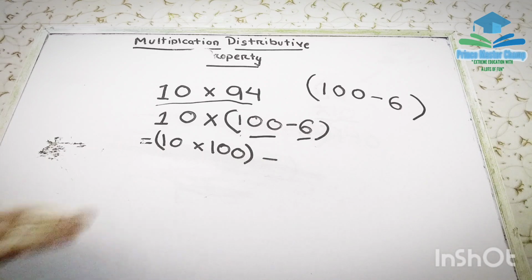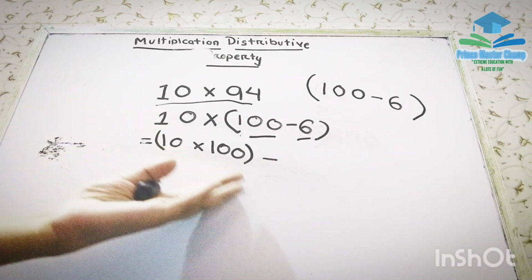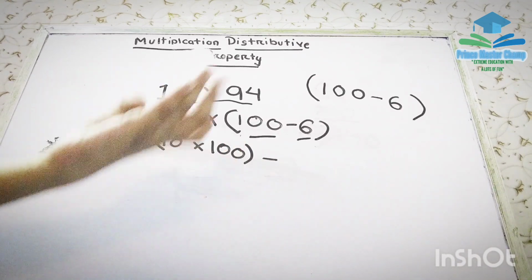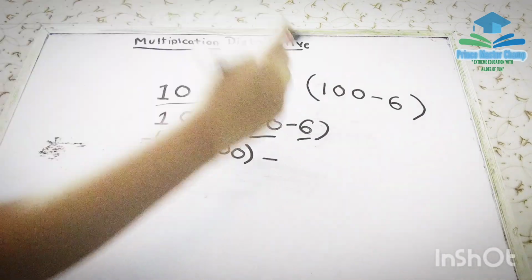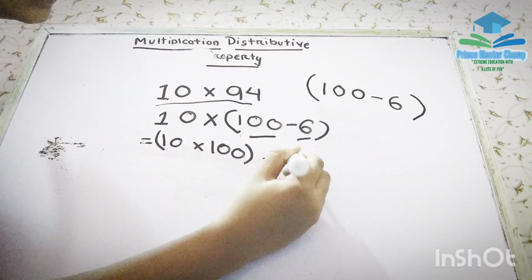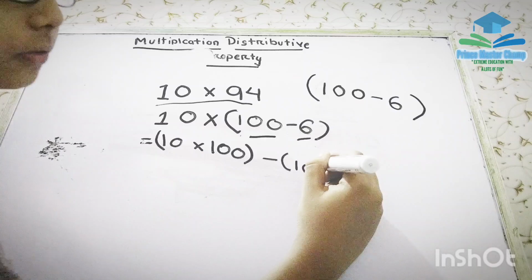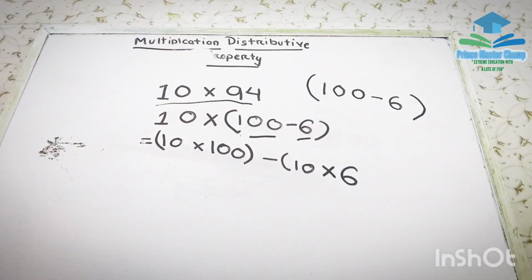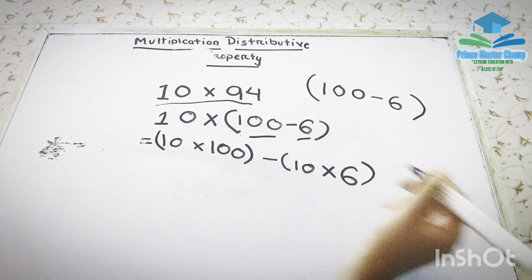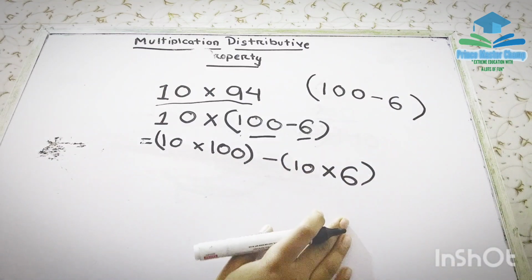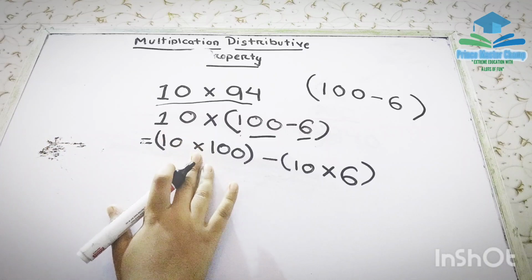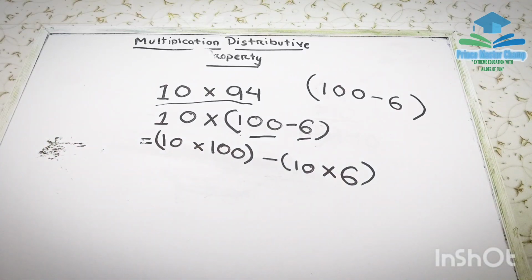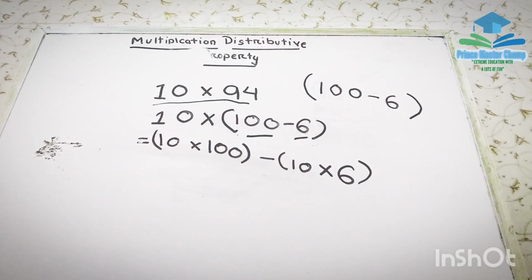So now we have got that 10 into 100. Now we have done till this. Now what we need to do is multiply this 10 again with 6. Now when our 10 is multiplied with 6, it will be 60, and when our 10 is multiplied with 100, it will be 1000. Alright?